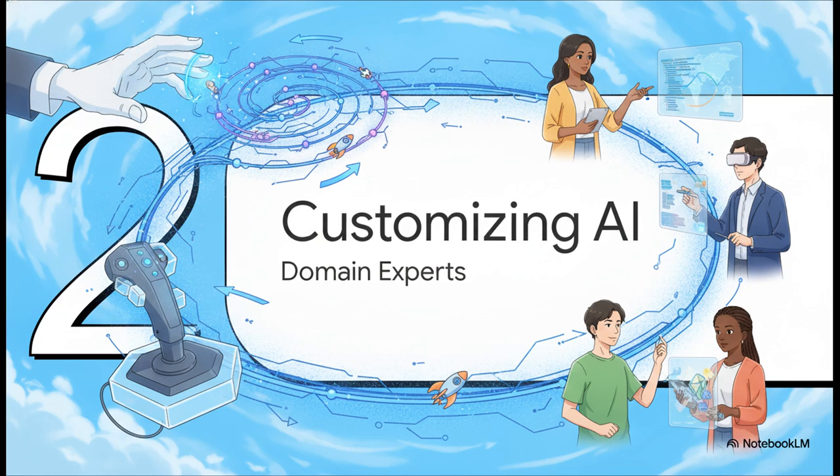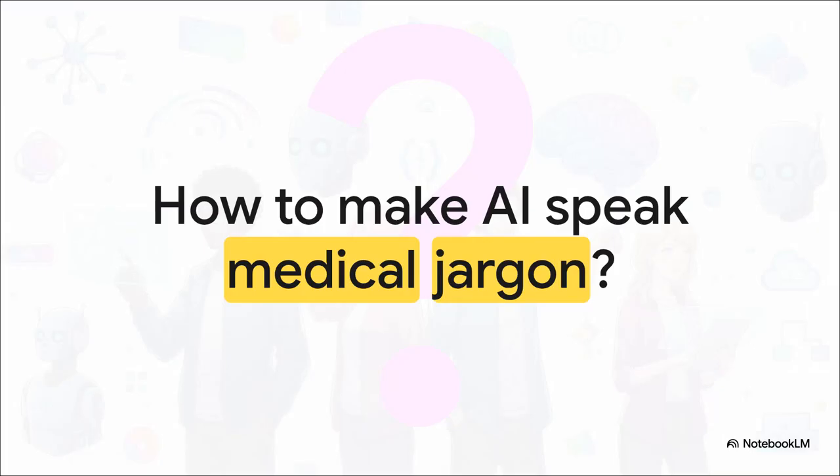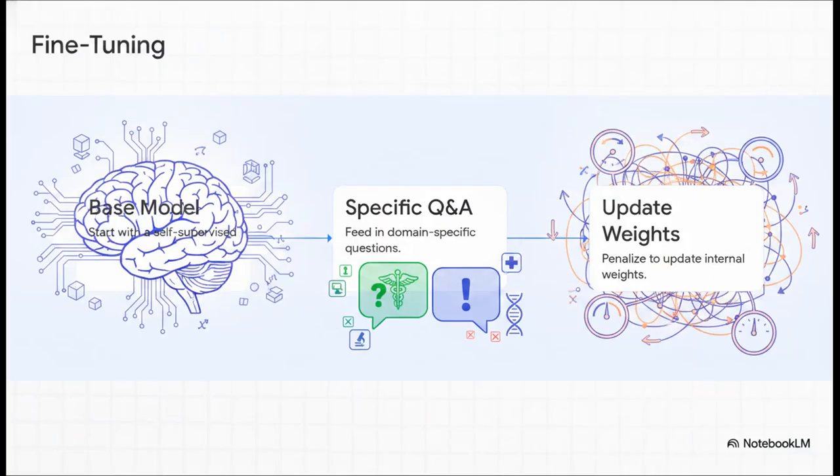Moving on to Section 2, customizing your AI. Now that we've got a generalized engine running, how do we steer this thing to do exactly what we need? Let's say you're building a healthcare app. You definitely don't want a generalized chatbot. You need a domain expert that actually understands clinical diagnoses. So how exactly do you make an AI speak fluent medical jargon? Well, you achieve this through fine-tuning.